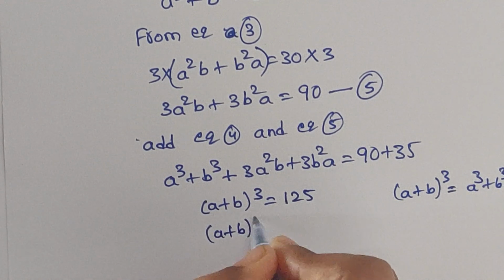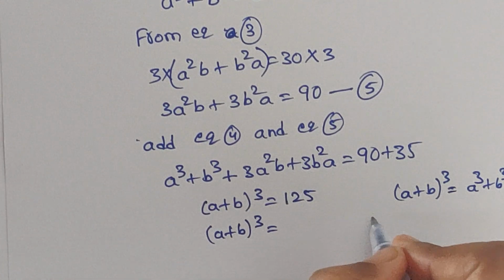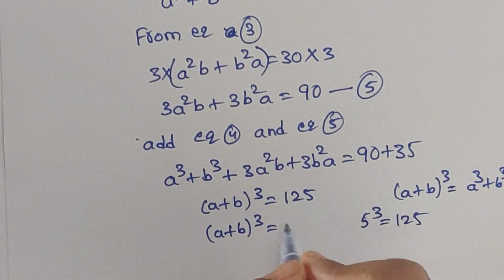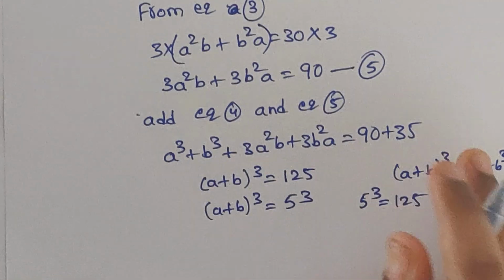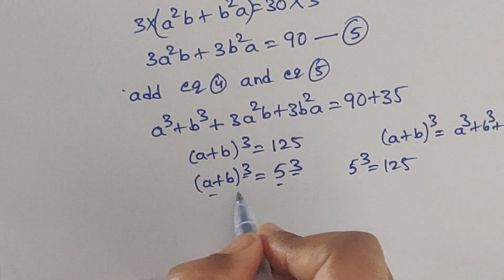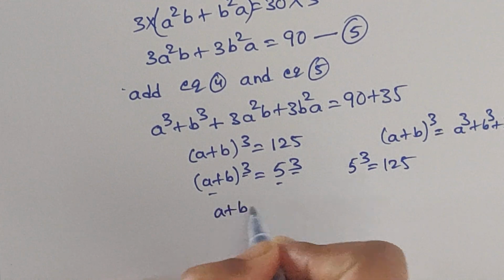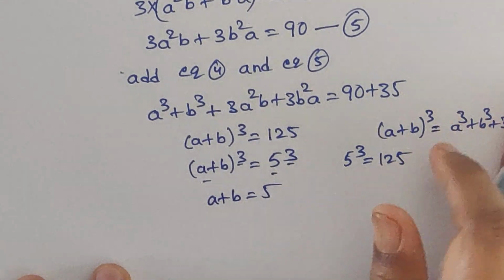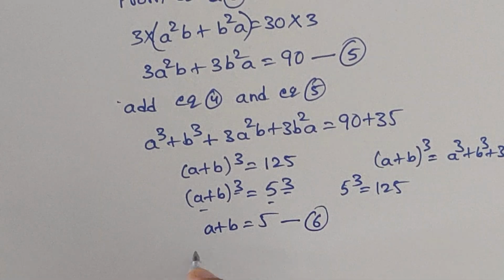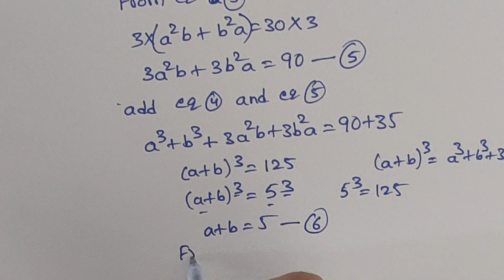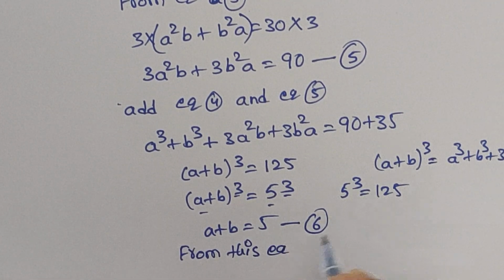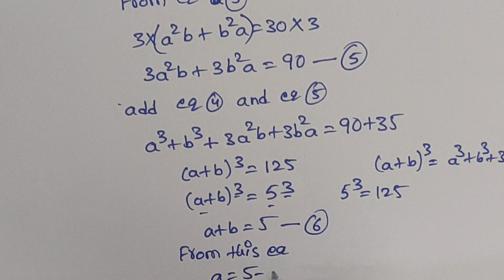So a plus b whole cube equal 125. We can write it as 5 cube. So in place of 125 we will write 5 cube. So now here exponents are same and bases are different, so we have to take only bases, that is a plus b equal 5. So let us consider this equation 6. Okay, so now from this equation we will write a value. So a equal to 5 minus b.